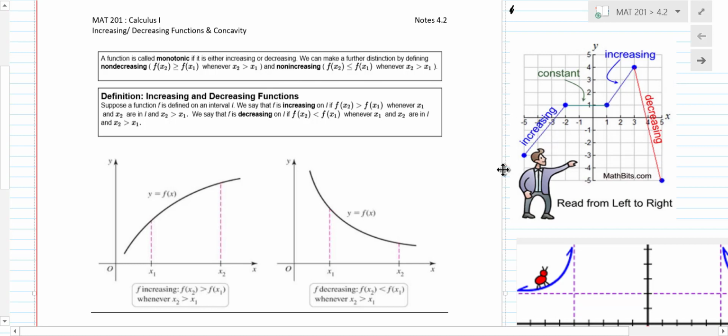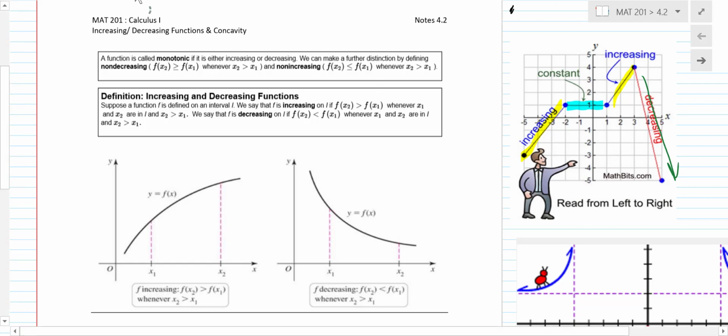This diagram right here, you're always reading from left to right. So this function would be increasing from there to there, of course. It just means the y values are getting bigger as we go left to right. This region in here would be constant. What that means is the y value doesn't change. We've seen that before too, I think. And then you would be increasing again right there. And then you would be decreasing, which just means the y values are getting smaller. So it's a very easy idea.